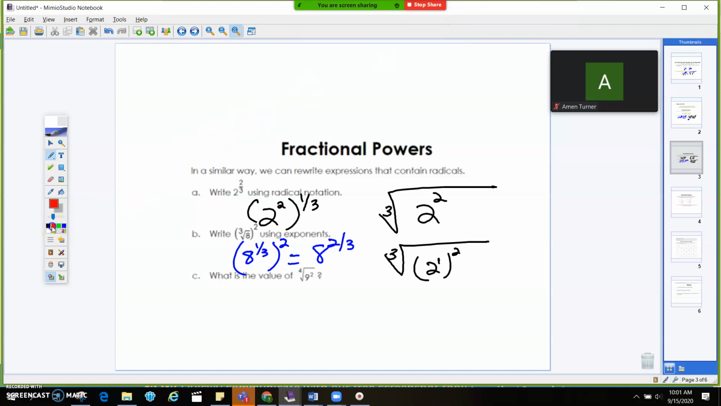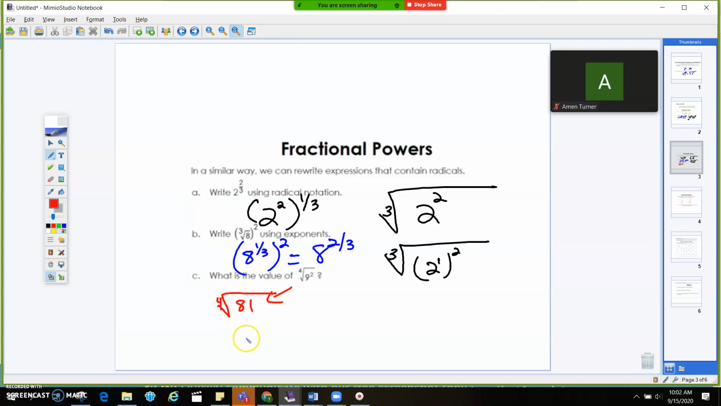And then on C, it says, what is the value of the 4th root of 9 squared? There are 2 different ways you can do this, okay? The first way you can do this is you can say 9 squared is 81.